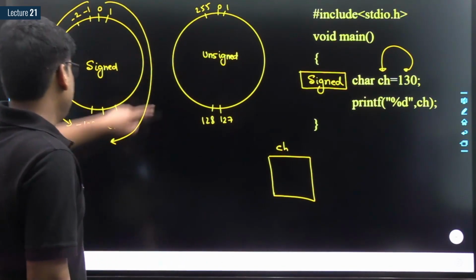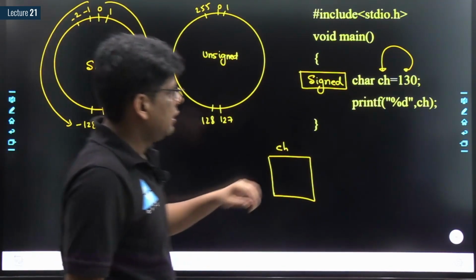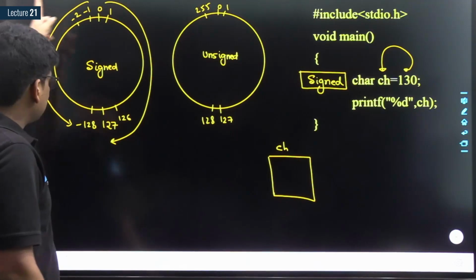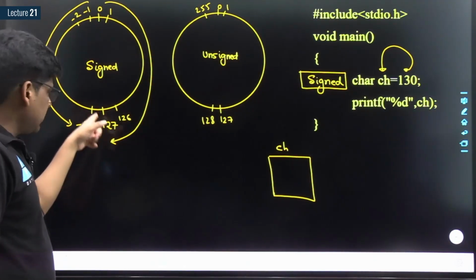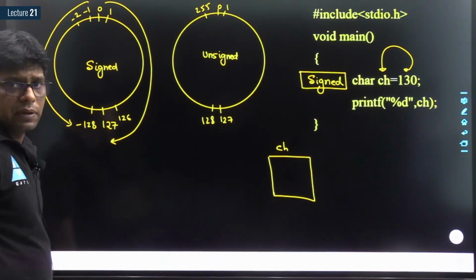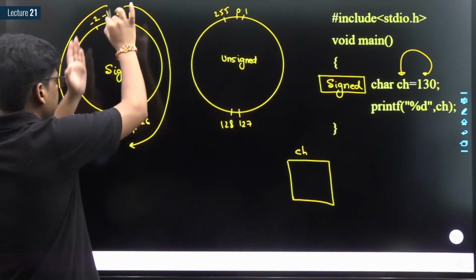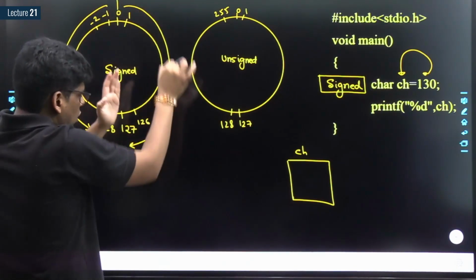But if I look at this circle, does 130 fall in this circle or not? No, sir. 130, sir, the maximum positive value we can store in a signed char is 127. Then what should we do? Sir, 130 is a positive number. That means we need to move from here in clockwise direction.